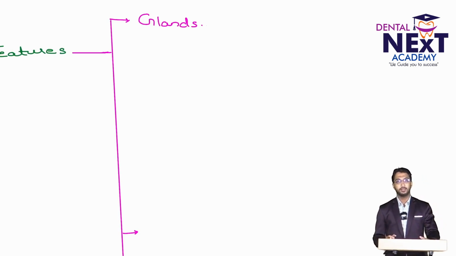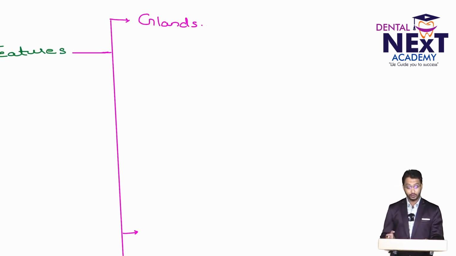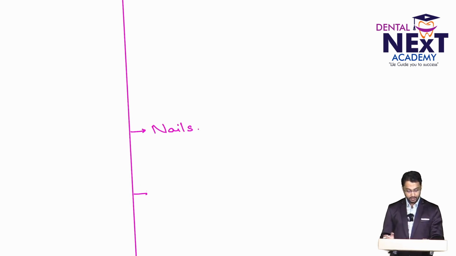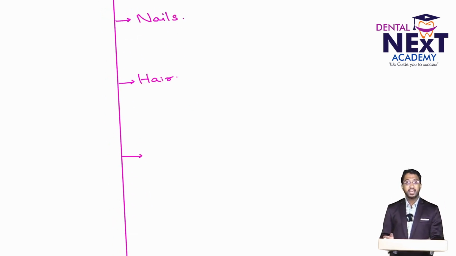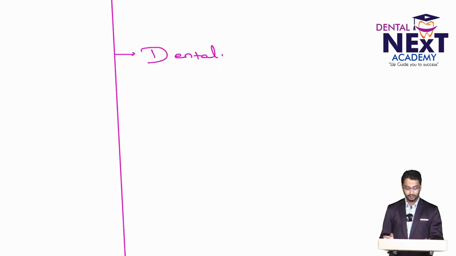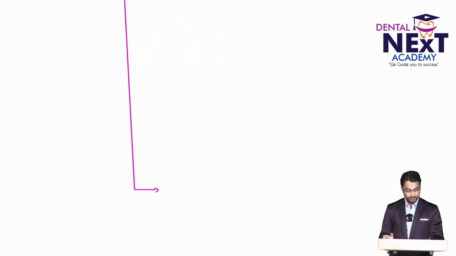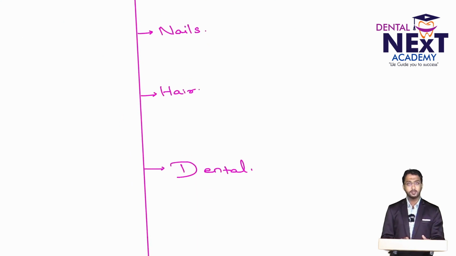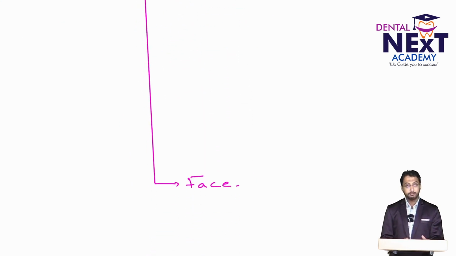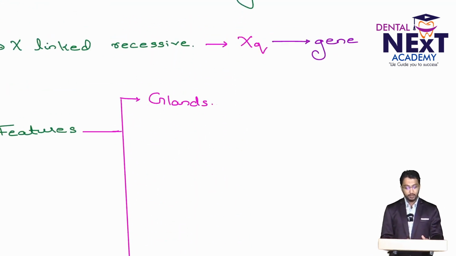That's why the name in itself, isn't it? Anhydrotic, sweat glands. Okay, then nails are affected, another ectodermal structure. Hair is affected. Okay, I'll show you the pictures. Dental, definitely ectodermal, isn't it? Then face. Okay, ectodermal structure. So what are the structures affected? Glands, nails, hair, dental, face. Okay, so let us see one by one.